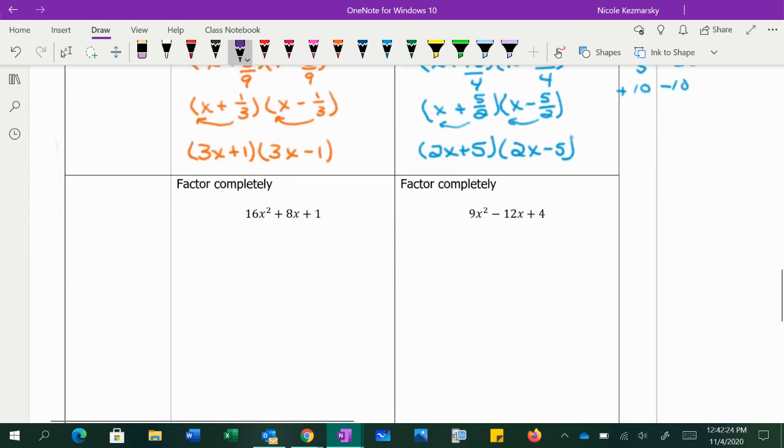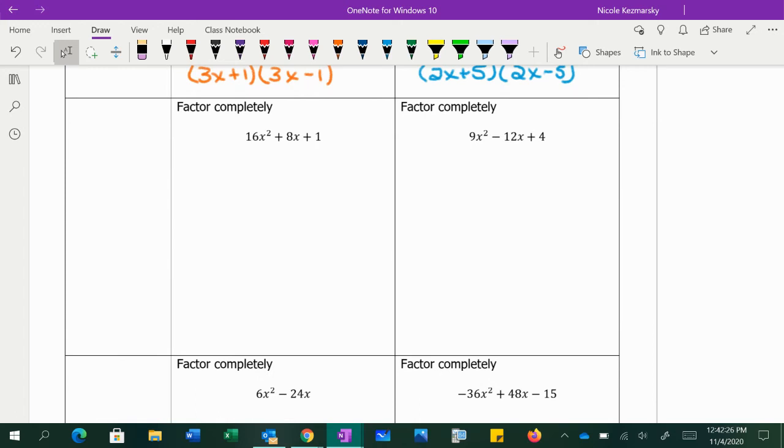For the next example, let's see what happens. I look for a GCF, I don't see one. So I take my leading coefficient, multiply it by the constant. So that's going to give me x squared plus 8x plus 16. Then I'll do factor pairs for 16. 1 and 16, 2 and 8, not 3, but 4 and 4.